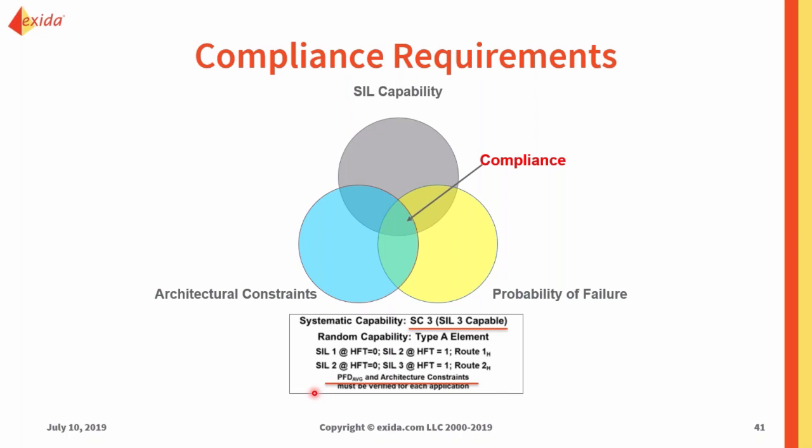So we said that here's the information to look up Route 1H, here's the information to look up Route 2H, and if you need extra pieces of equipment, the redundancy at each SIL level. However, when it comes to PFDavg and architectural constraints, once you know all of the pieces of equipment in the system, you need to verify both of those for the entire SIF, not just this device.